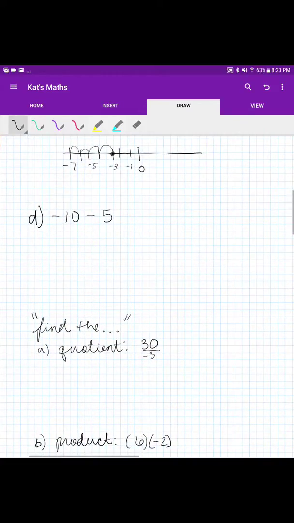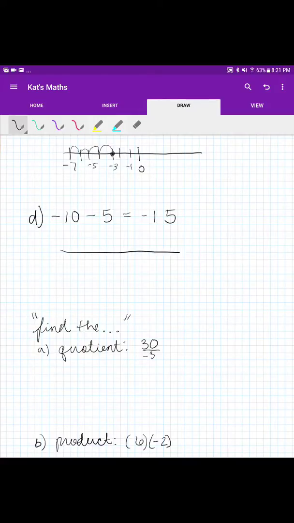-10 minus 5. So again, you could think about it like money. Someone owes you $10 and they borrow $5 more from you, so now they owe you $15, right? So -15. You could do the number line with this one too.